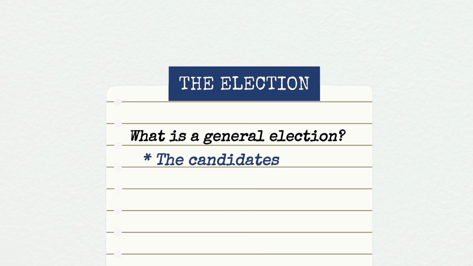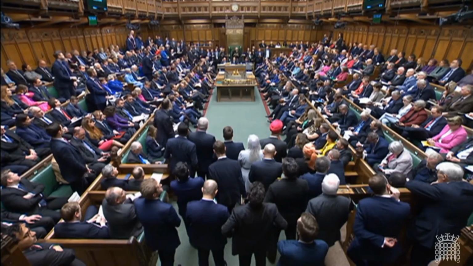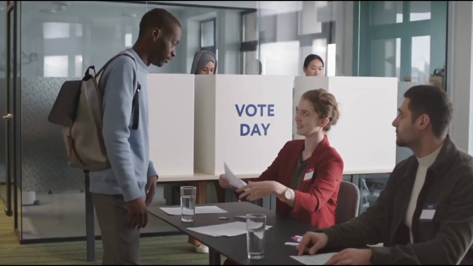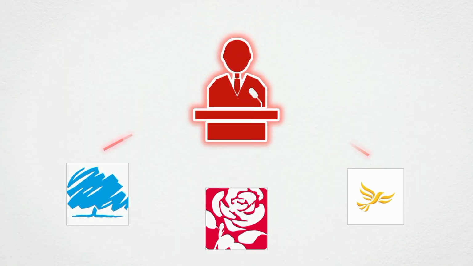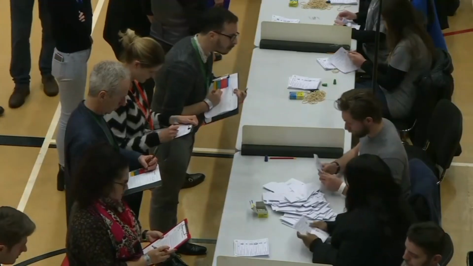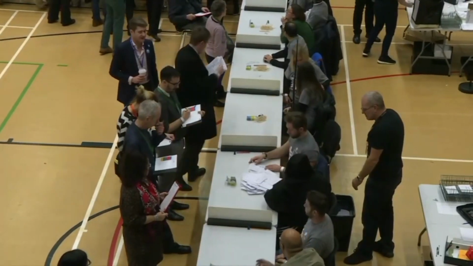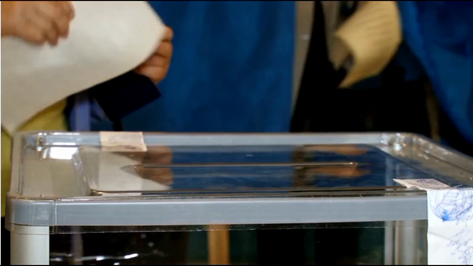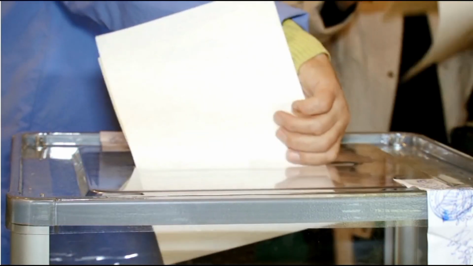The candidates. We can't go on without mentioning the critical role the candidates and political parties play in general elections. Each party puts forward a candidate to run in each UK constituency, the main ones being the Conservatives, Labour and Liberal Democrats. There are also typically smaller parties and independents participating in the vote, with each aiming to win as many constituencies as they can.